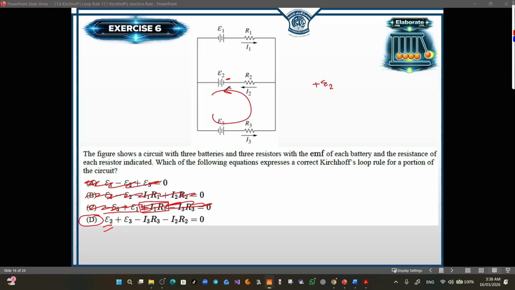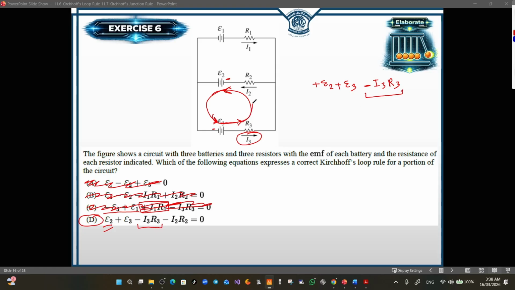Now, what about E3? We complete the rotation up to E3. At exactly E3, we are entering the negative terminal again, so it's going to be plus E3. Now, we complete the rotation. The direction of my loop and the direction of the current is the same. So R3, the potential difference across R3 should be written as minus I3 R3. Yes, this is true. The third term is correct and identical to my third term.